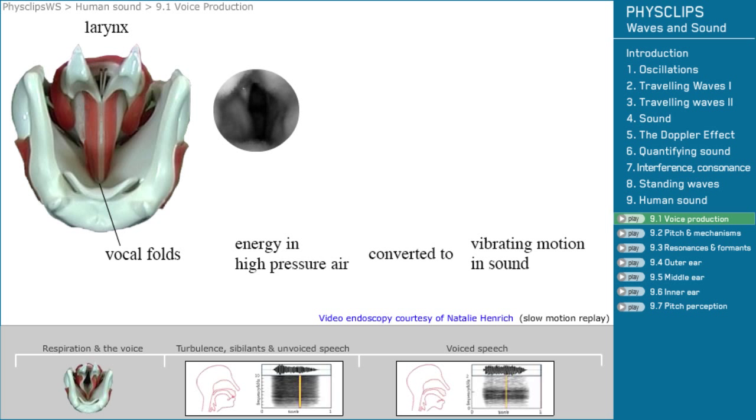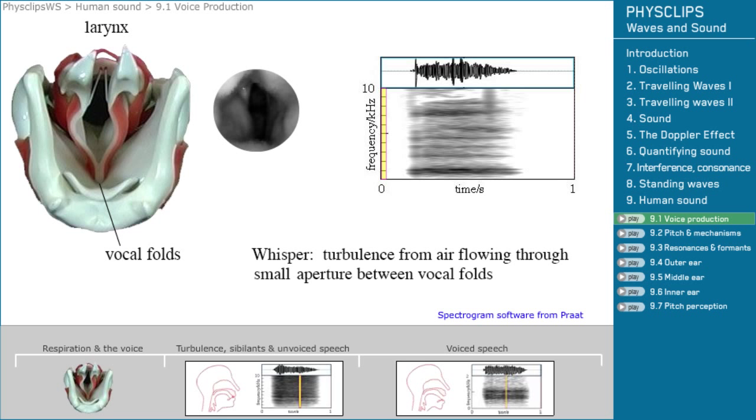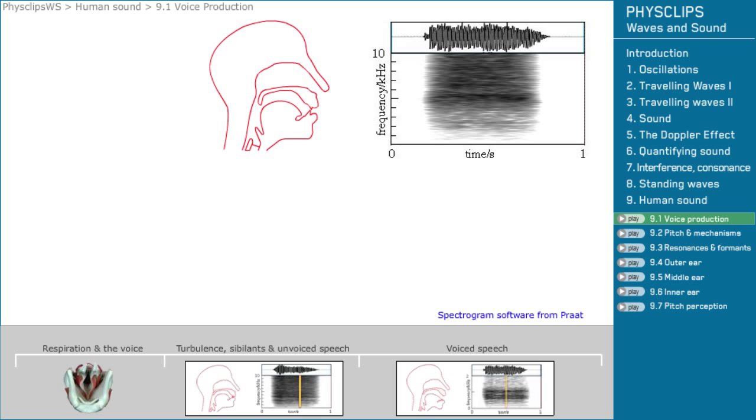Let's start with a whisper. When air flows rapidly through a narrow constriction, it produces turbulence, which gives a sound spectrum with all frequencies present. To whisper, we bring the vocal folds close together and force air between them. Whisper. Other small apertures can produce turbulence too.